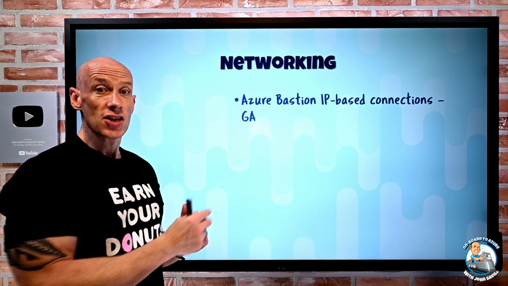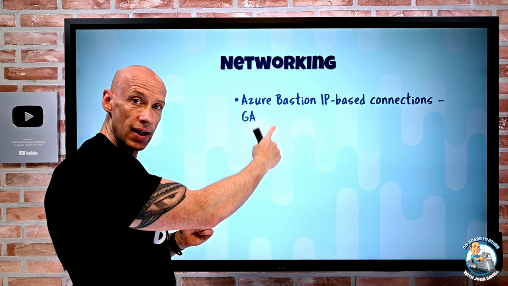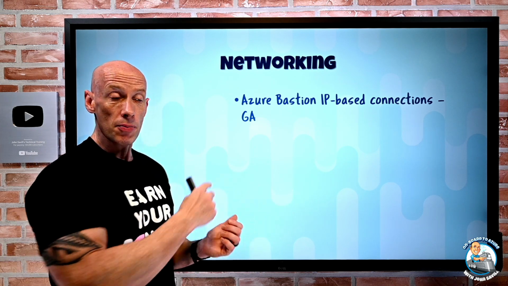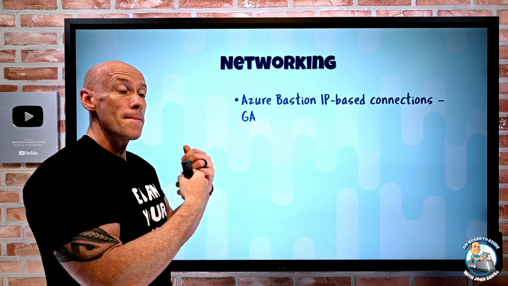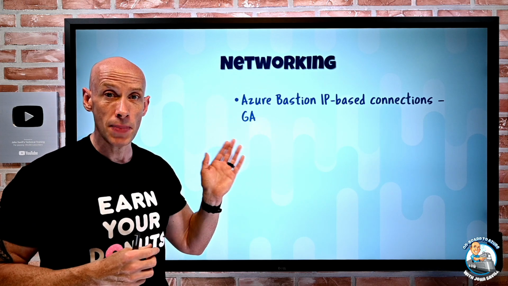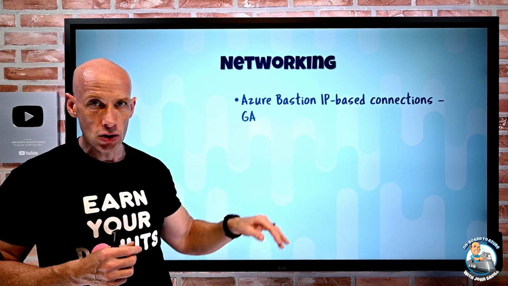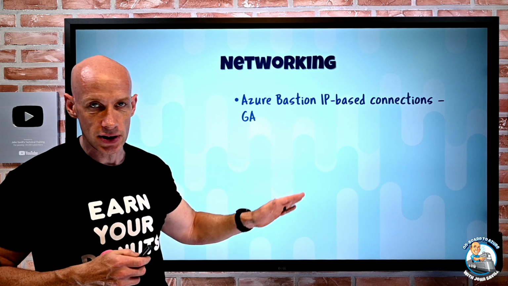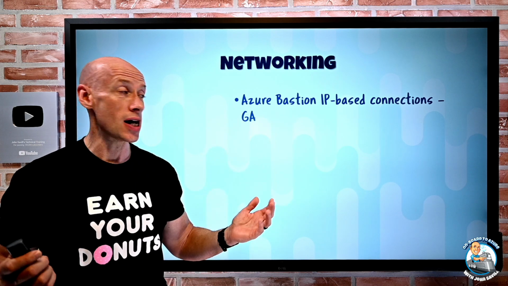It could be I have a site-to-site VPN between my Azure VNet and on premises. It could be ExpressRoute private peering. But now through the managed jump box service of Azure Bastion, I could connect to resources as long as that has connectivity. So, hey, that is now GA.